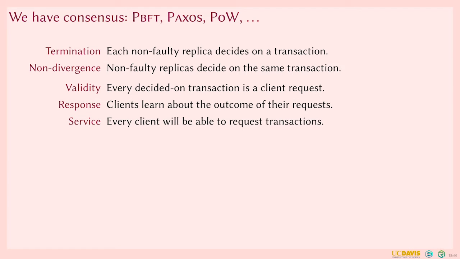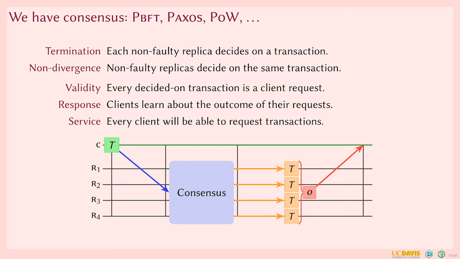So if a client has a transaction that it wants to be executed, it can request that to the system in a reliable manner. And we can visualize these guarantees in the following manner. We have a client. The client has a transaction. It sends it to the system. The system does consensus. And by some magic, all replicas will then learn of that transaction. They will execute it. They will report the outcome back to the client, and the client will get that response.